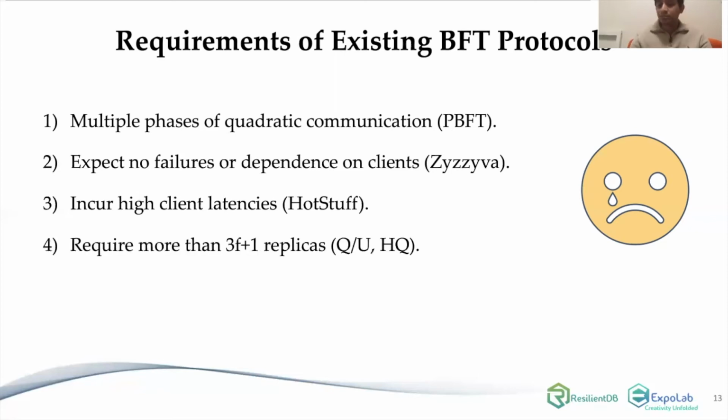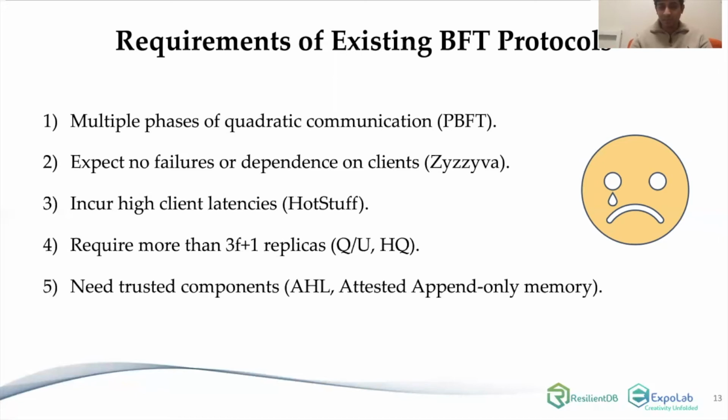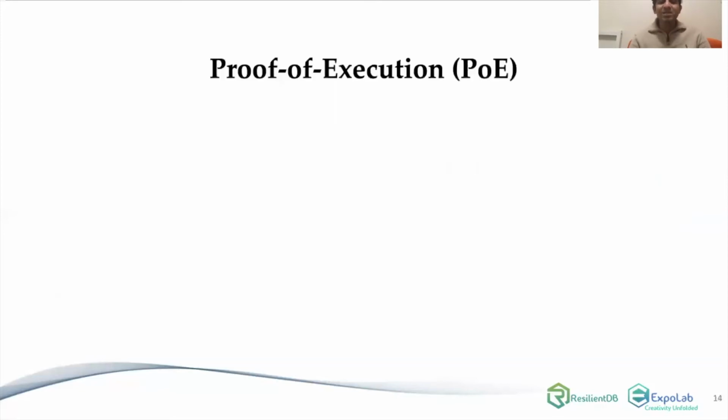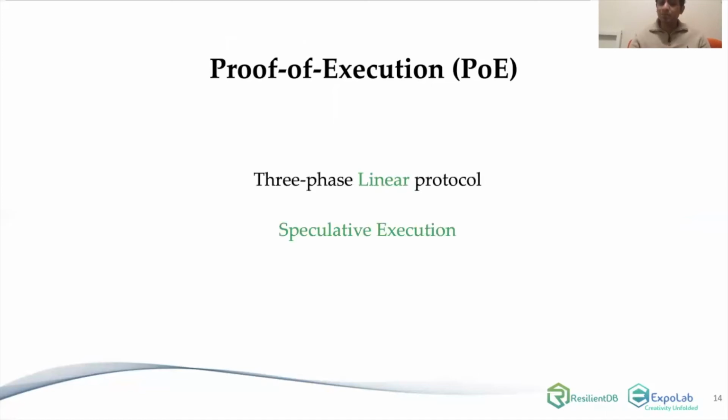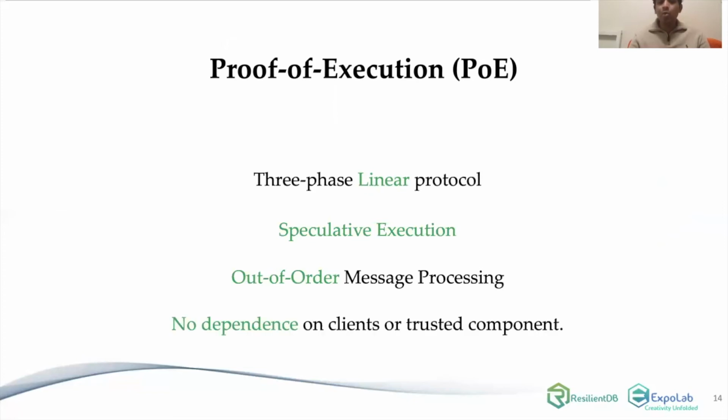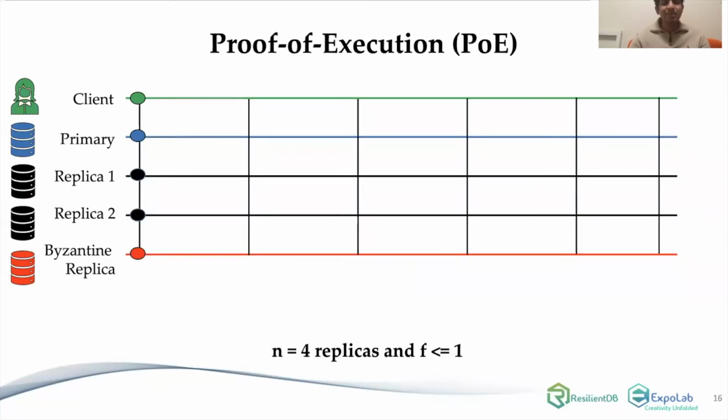Then there were other interesting protocols which achieved efficient consensus but required more than 3f plus 1 replicas. There have been other designs which require trusted components, and that is where PoE comes into the picture. PoE provides a three-phase linear protocol that employs speculative execution and allows out-of-order message processing without depending on any clients or trusted components. Well, to understand PoE, we'll take our similar example where we have a client and four replicas.